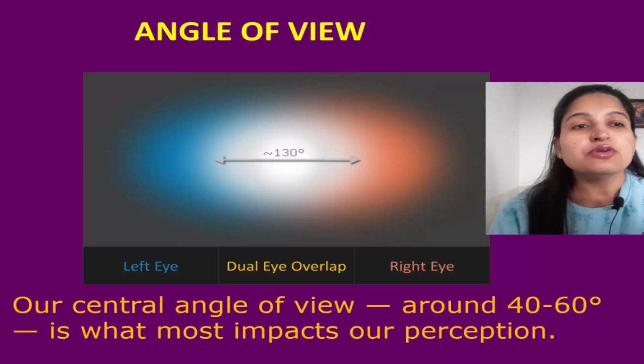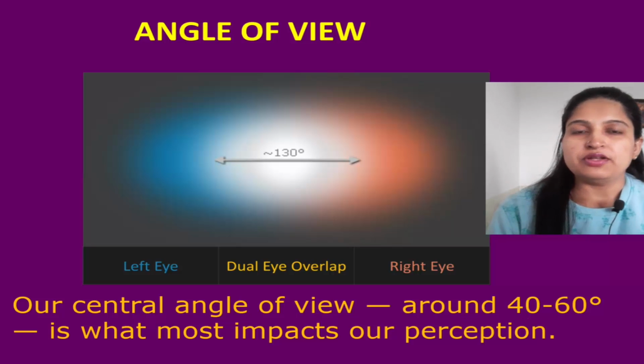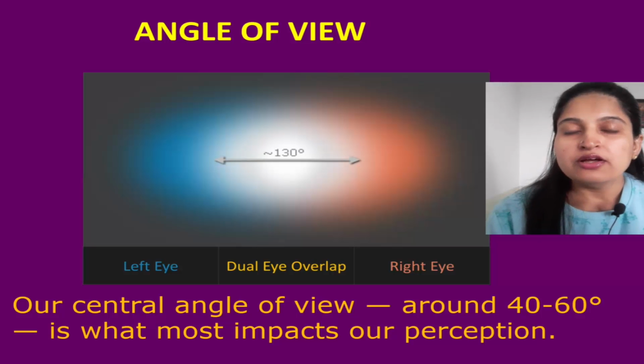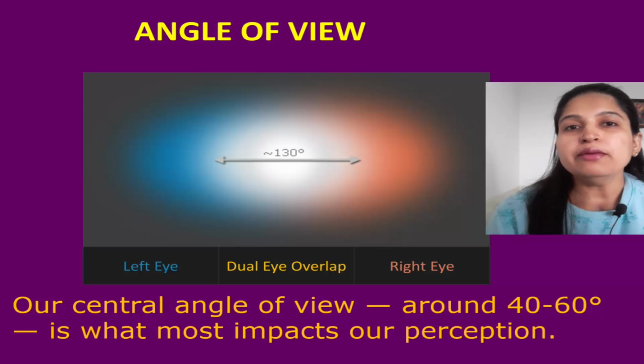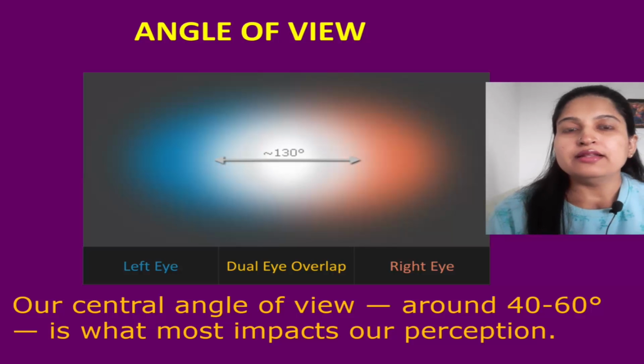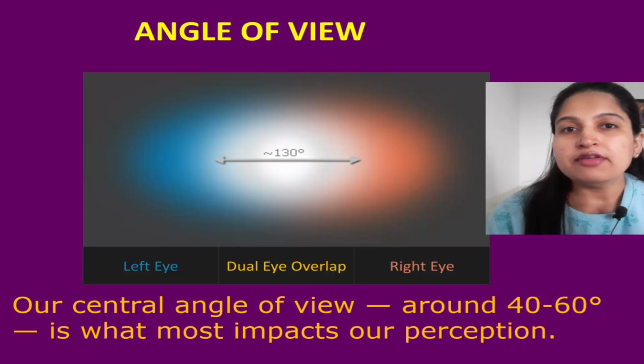Okay, so the central vision is what most impacts our perception. So this angle, the 40 to 60 degrees, is what most impacts our perception. This is the region in which we really focus in seeing things. Fine. And the rest comes into the periphery, which matters when there is any danger or anything else which leads to a reflex action.